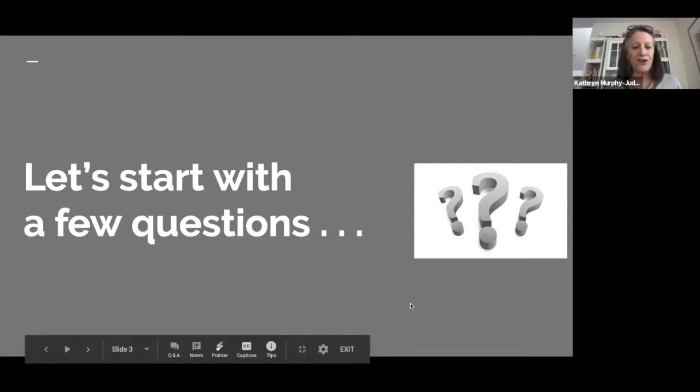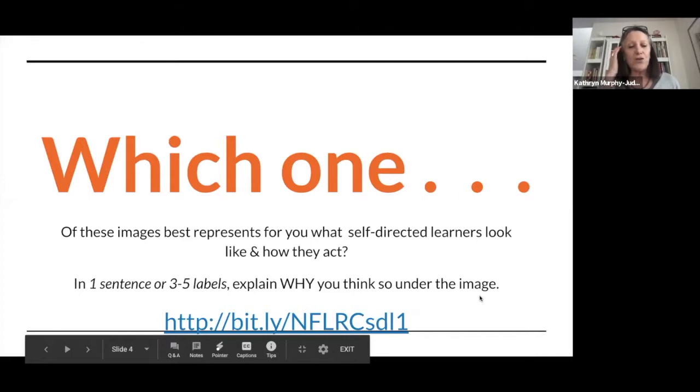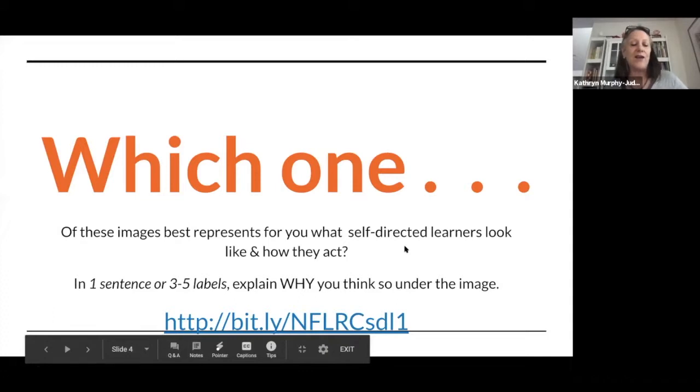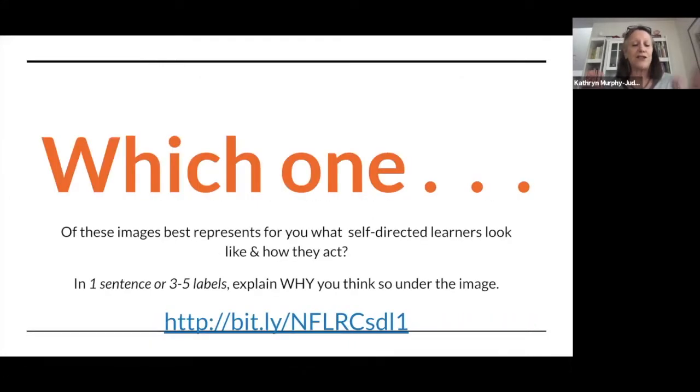And let's start with a few questions. And the first question is, which one, and I'm going to take you to a page here, which is this bit.ly. If you could go to this bit.ly, which is NFLRC SDL1, then what we're going to do is take a look at images of some potentially self-directed learners and kind of talk about which one you think best represents for you what a self-directed learner looks like and how they act. And then in one to three sentences or labels, they don't have to be sentences, just hashtags, why you think that this is an image of a self-directed learner.